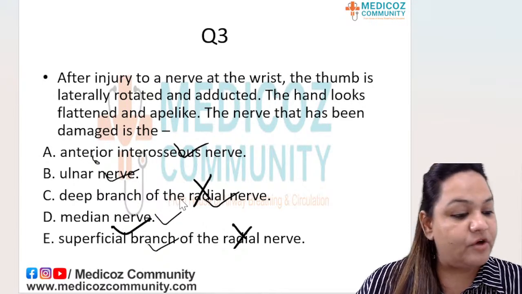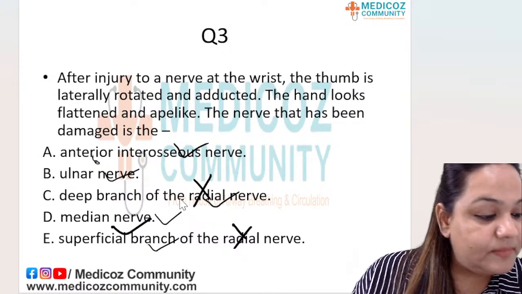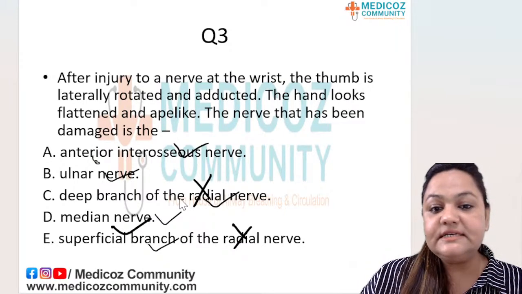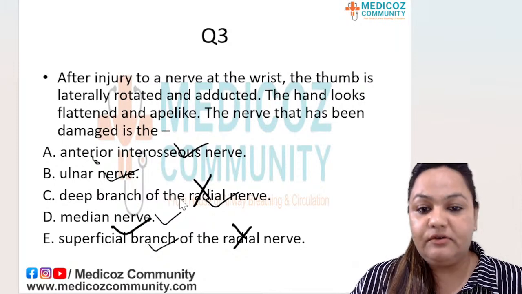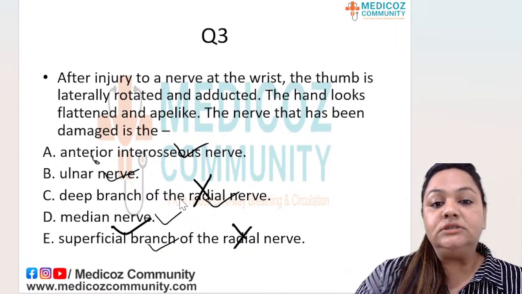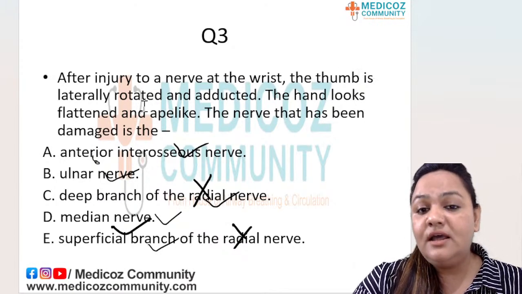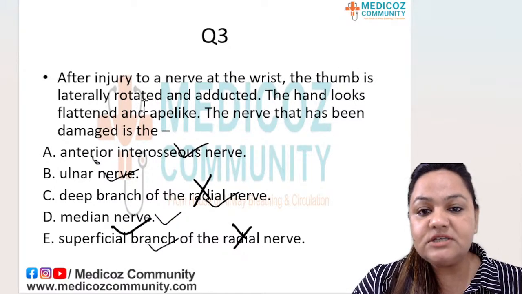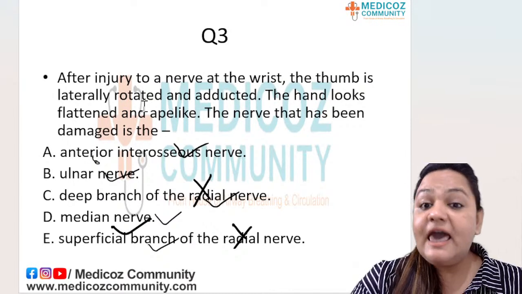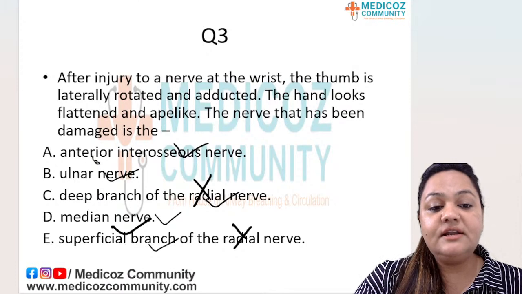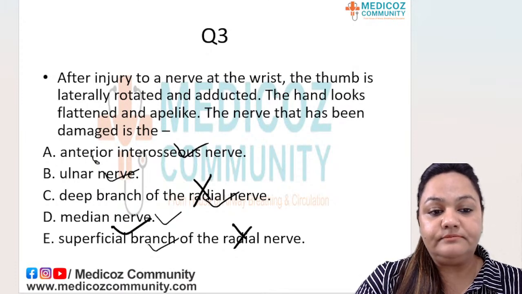Let me see how many of you have given the right answer. Yes, Tushar Rao. Yes, very good, Tushar. The answer is D, that is the median nerve. Okay. Now, what is the condition here? Why is the thumb laterally rotated? Due to the paralysis of the muscles of the thenar group. And why is the thumb adducted? What is the reason for the adduction of the thumb?